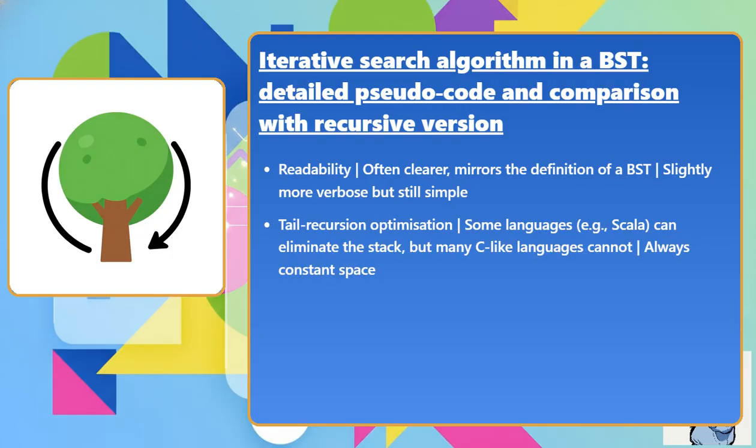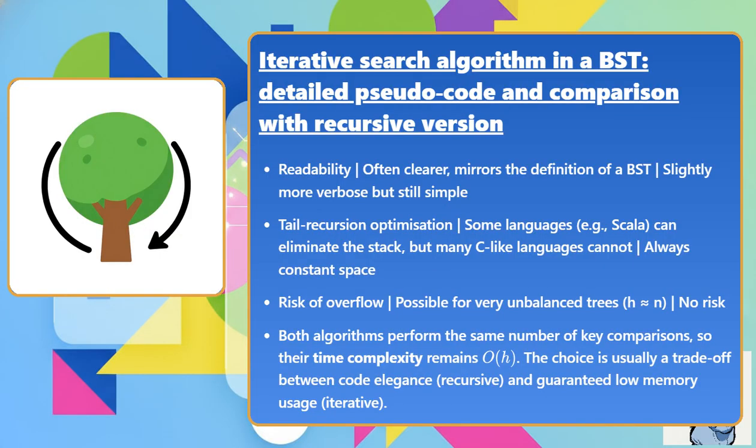Tail recursion optimization. Some languages such as Scala can eliminate the stack, but many C-like languages cannot. Iterative search always has constant space. Risk of overflow: recursive search may overflow for very unbalanced trees where height is approximately n, and iterative search has no risk. Both algorithms perform the same number of key comparisons, so their time complexity remains O(h). The choice is usually a trade-off between code elegance with recursive and guaranteed low memory usage with iterative.